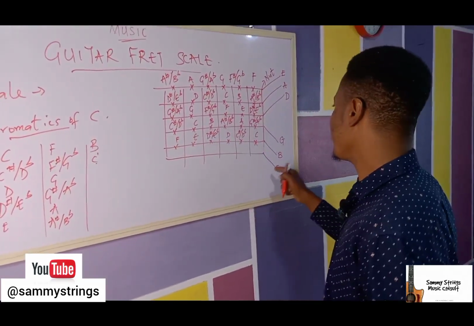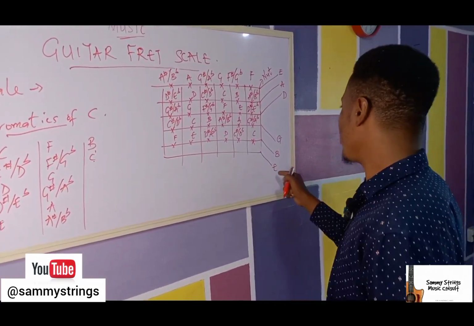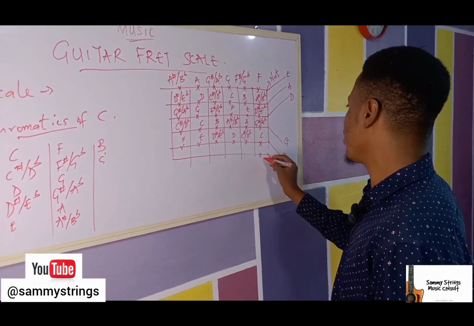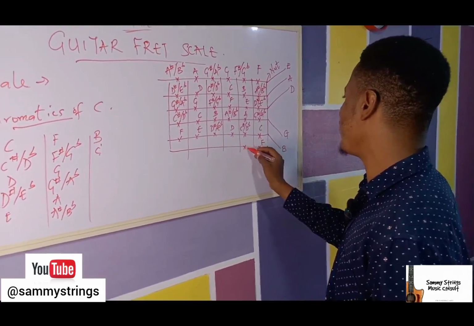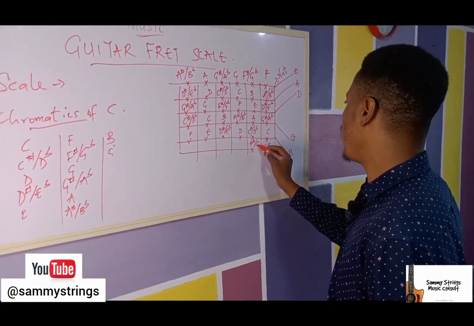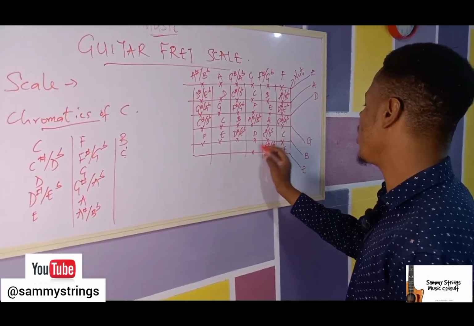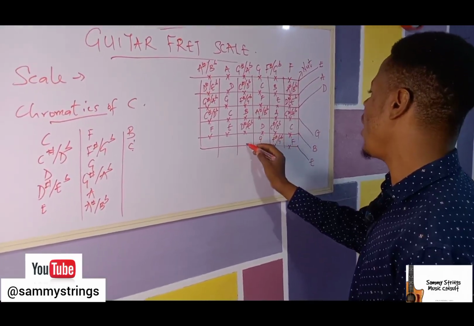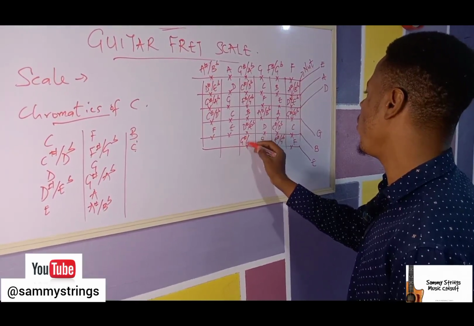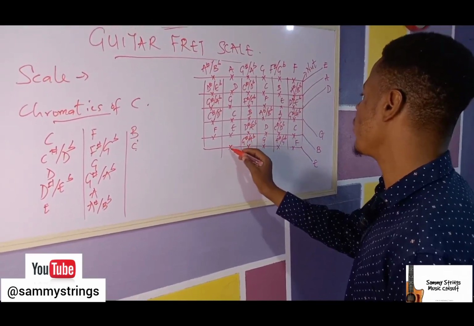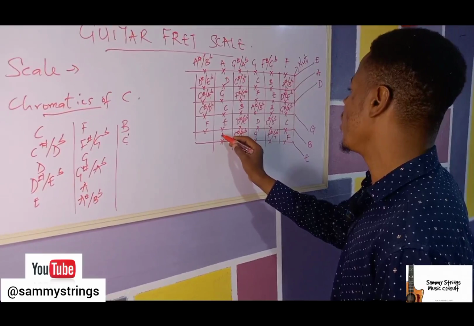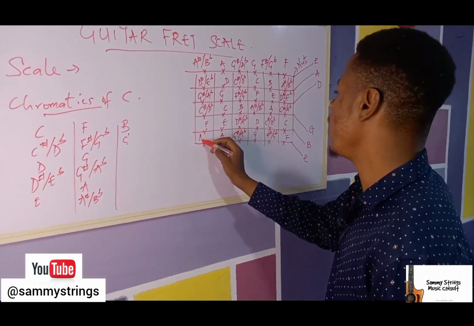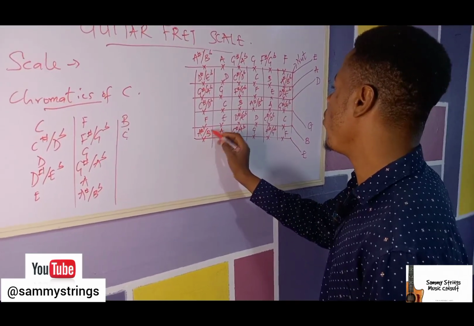Then bringing it to the very first string. When this is my E on free string, then this becomes my F. I have this to be F sharp or G flat. I have this to be G. I have this to be G sharp or A flat. Then I have the next to be A. Then the next now becomes my A sharp or B flat.